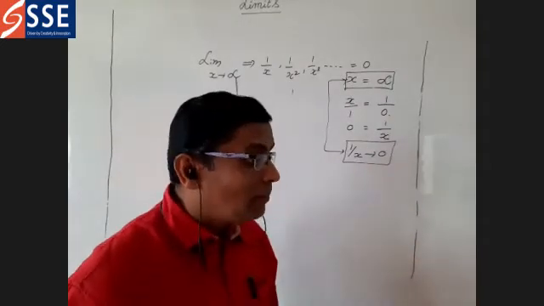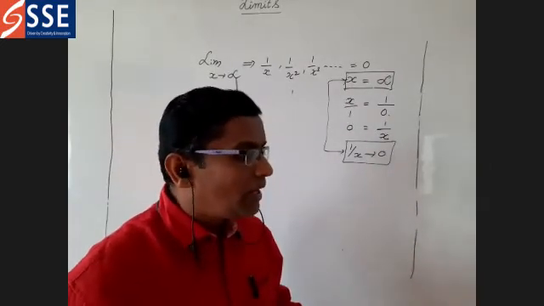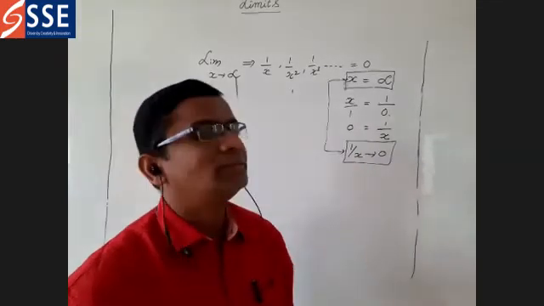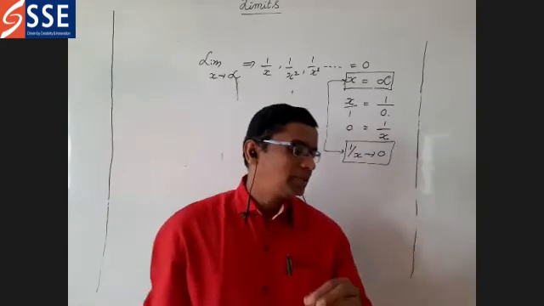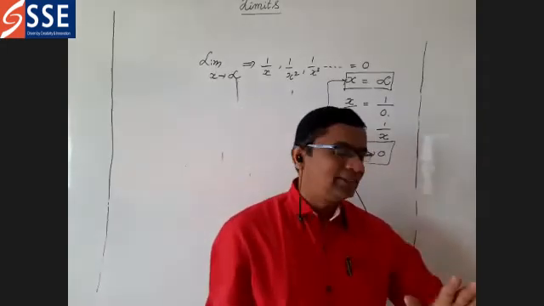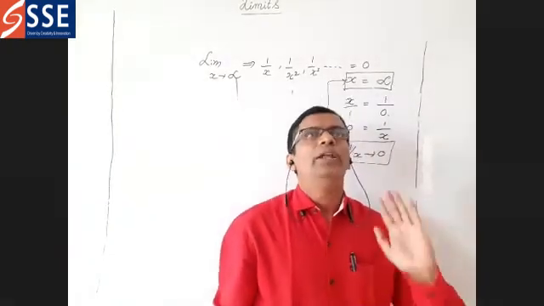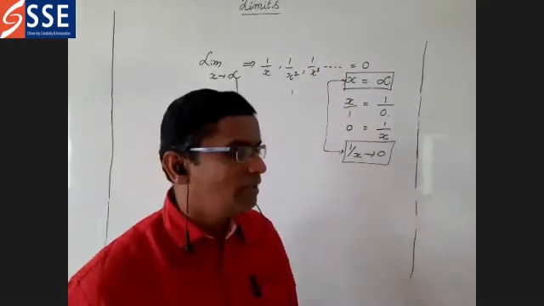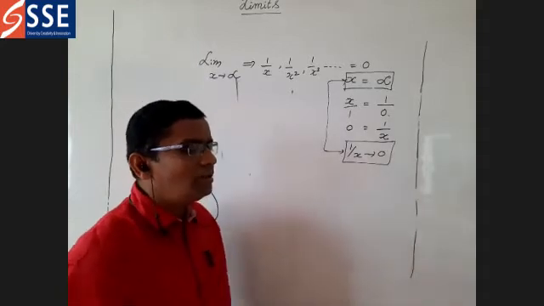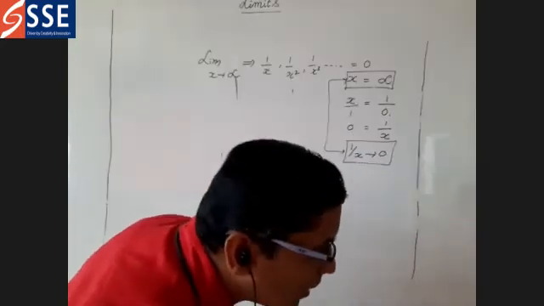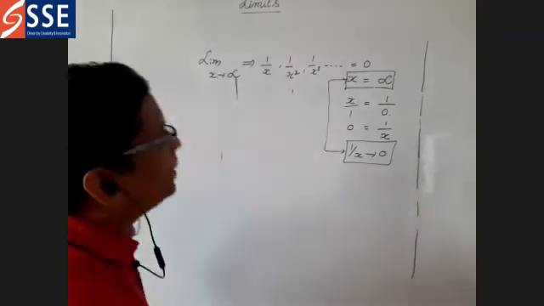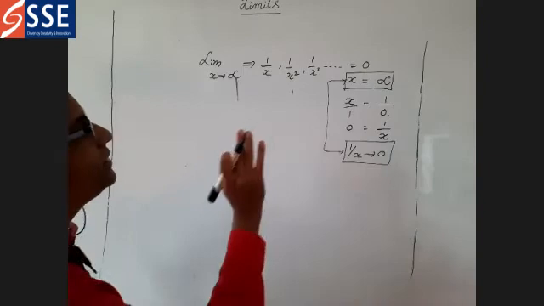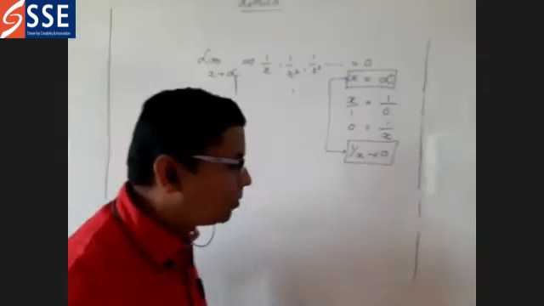That means wherever in the problem x is there, better make it as 1 by x. Wherever the problem contains x, make that x into 1 by x. Then it is easy to substitute 1 by x as 0 instead of infinity. It is easy to solve the problem. Okay. Right. Next, you see here, this is the case. You can understand the problem.